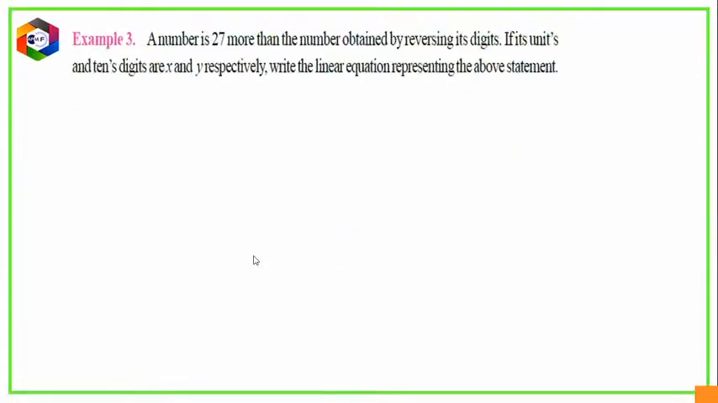And one more example I'm going to give, that is example 3. Observe the children. A number is 27 more than the number obtained by reversing its digits if its units and tens digits are x and y respectively. Write the linear equation representing the above statement. A number is 27 more than the number obtained by reversing the digits.